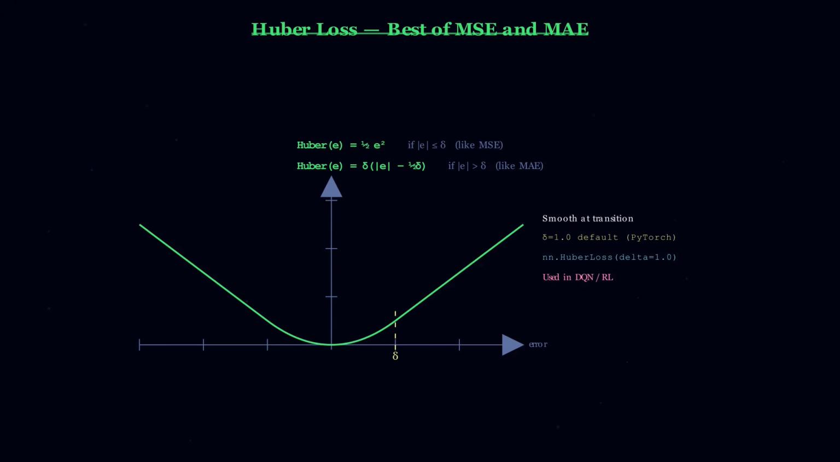Delta is a hyperparameter you set. Typical values: 1.0 as default in PyTorch. Smaller delta makes the loss more like MAE. Larger delta makes it more like MSE. Tune delta to match the scale of typical errors in your problem.